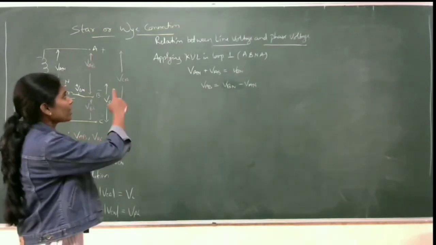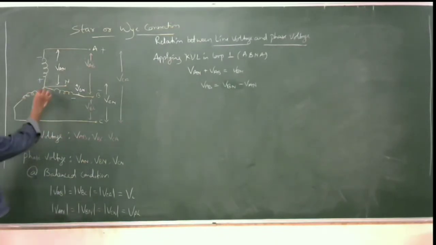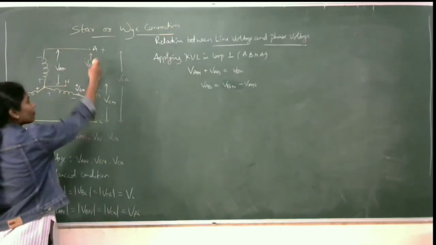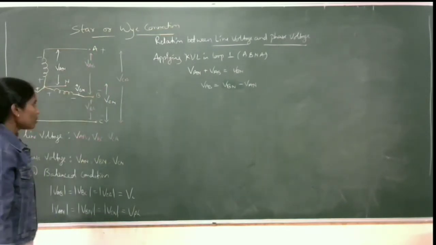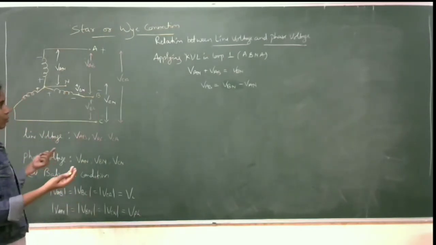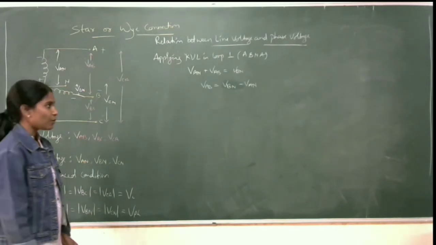So let us start with the relation between line voltage and phase voltage. For that I have shown here the polarity of the winding, because these are the star connected windings. The central neutral point has the positive polarity, and the other terminal will be taken as negative. Here I have assumed that the B terminal is negative with respect to A. You can have opposite polarity also, there is no problem. According to that you will have the equation, but the final value will be the same.